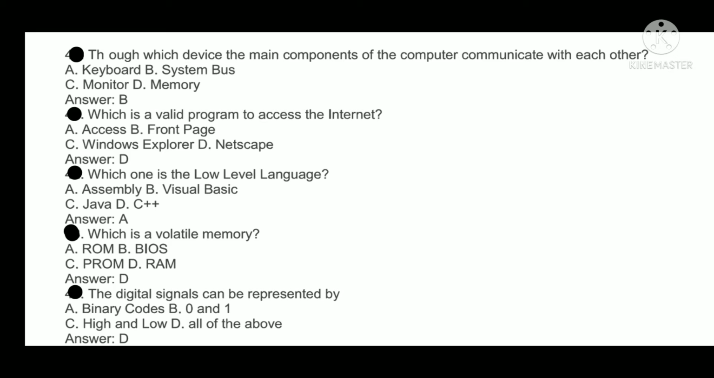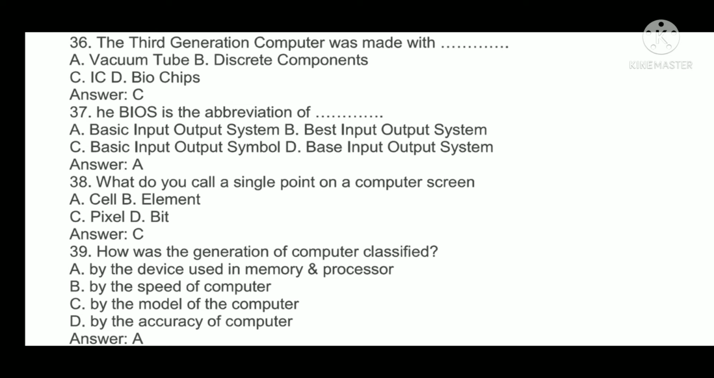D. RAM. The digital signals can be represented by D. All of the above. Binary codes 0 and 1, high and low. The third generation computer was made with C. IC. The BIOS is the abbreviation of A.